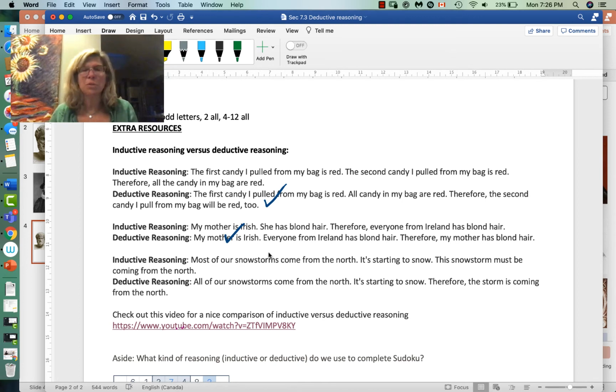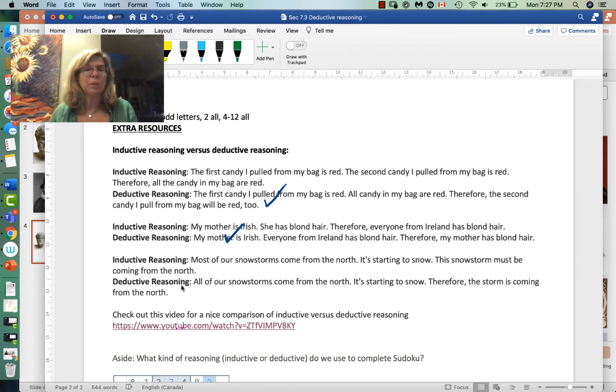Reasoning: most of our snowstorms come from the north. It's starting to snow. This snowstorm must be coming from the north. Well, I would say that could be true, except that you really just aren't basing it on very much information. I'd like a few more data points.